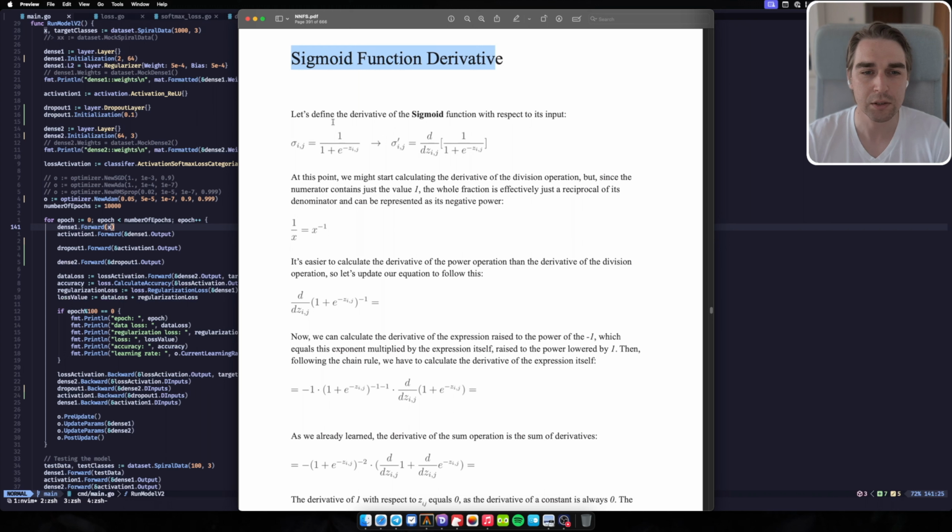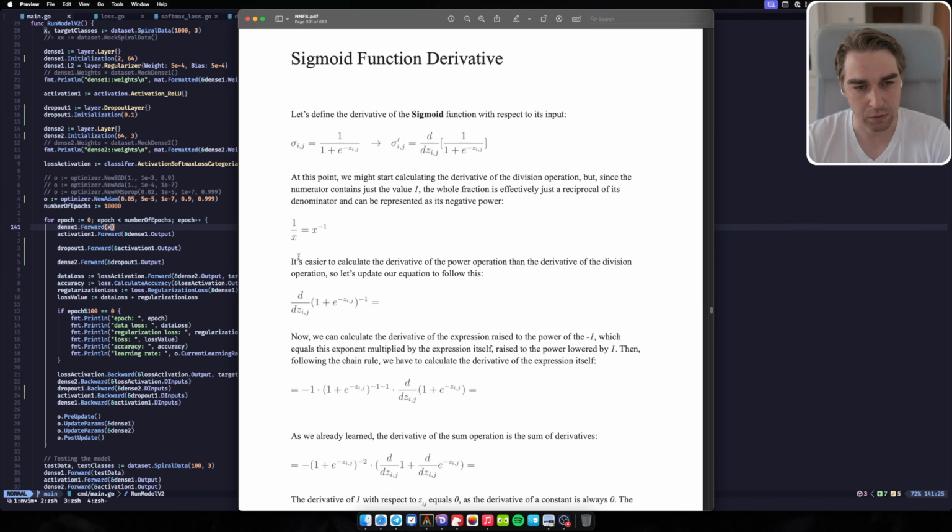Let's define the derivative of the sigmoid function with respect to its input. So we have this is the input, z value is the input. So we have d sigmoid over d zi. At this point, we might start calculating the derivative of the division operation, but since the numerator contains just the value 1, the whole fraction is effectively just a reciprocal of its denominator and can be represented as its negative power. So this is like x to the power of minus 1.